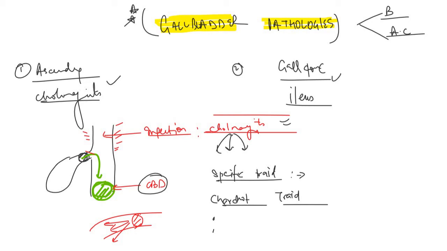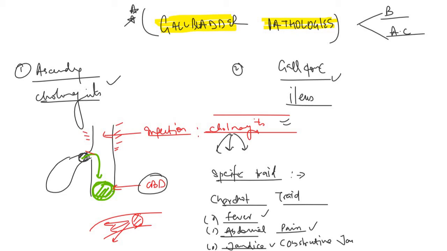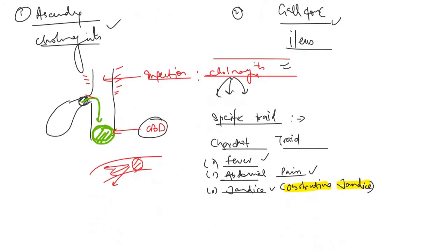In Charcot's triad there are three important points. Number one, there is fever, because whenever there is infection there is fever associated with it. Number two, there is abdominal pain. And third, there is jaundice. Now what kind of jaundice is that? Obviously it is obstructive jaundice. So in acute cholangitis, there will be obstructive jaundice, abdominal pain, and fever.